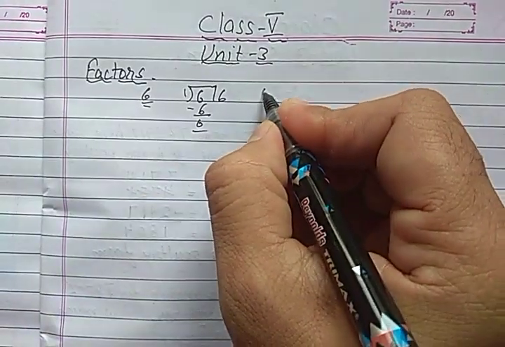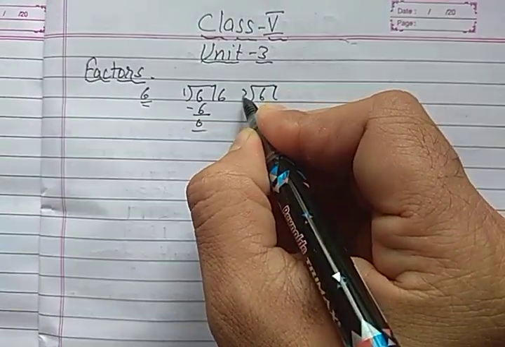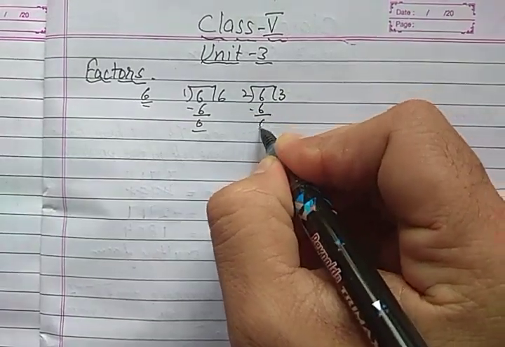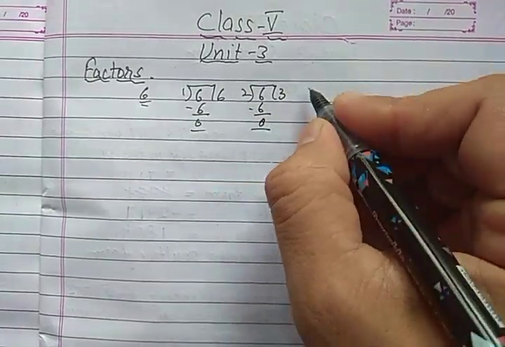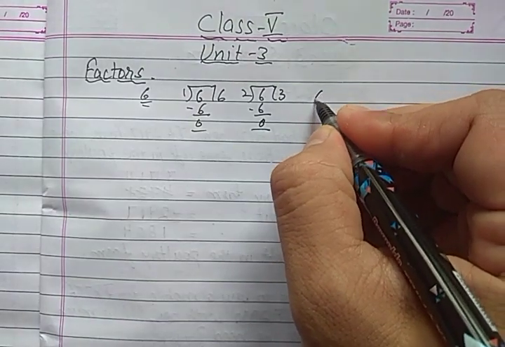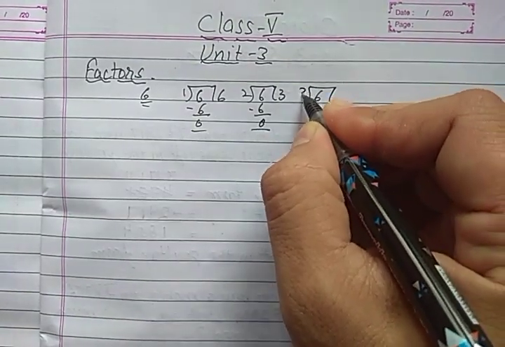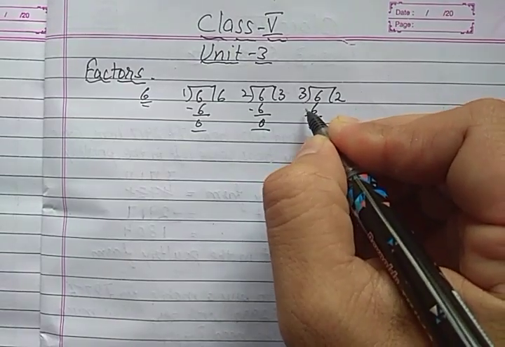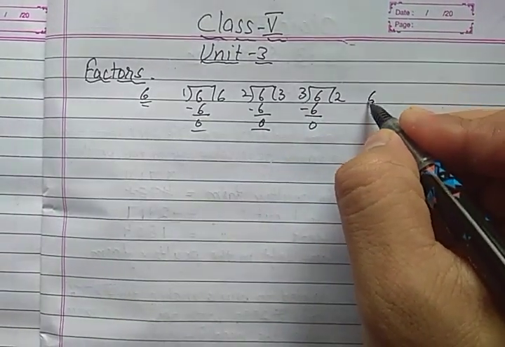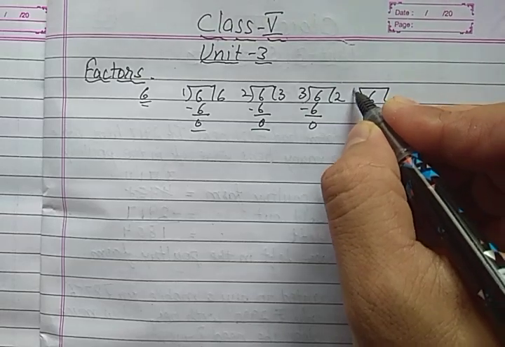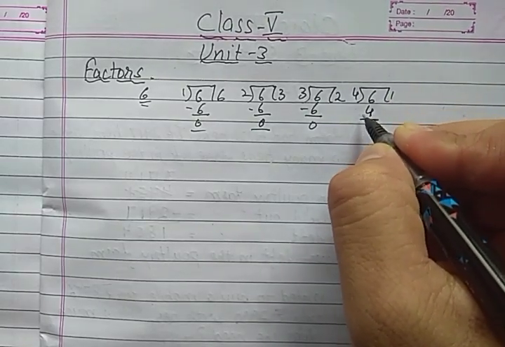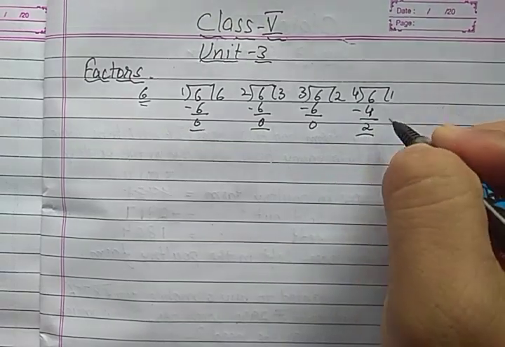Then we will divide this 6 by 2. Now 2 3s are 6. So again the remainder is 0. Then we divide this 6 by 3. Then 3 2s are 6. Again the remainder is 0. Then we will divide the 6 by 4. 4 1s are 4. 4 2s are 8, which is greater than 6, so 4 1s are 4. Here the remainder is 2.